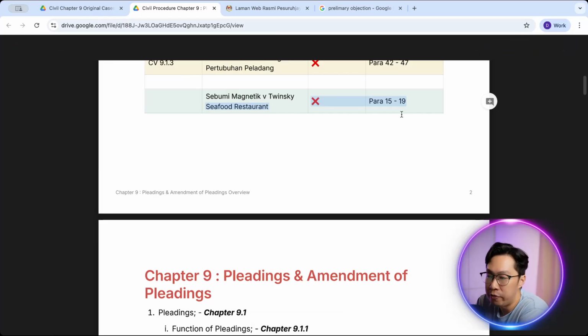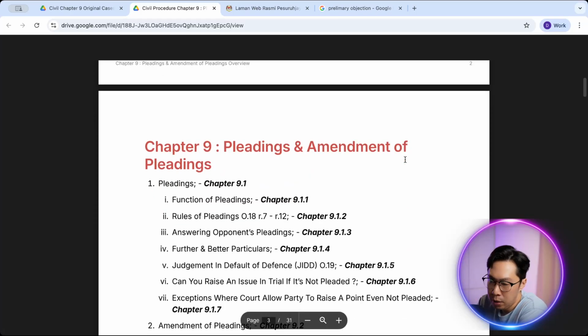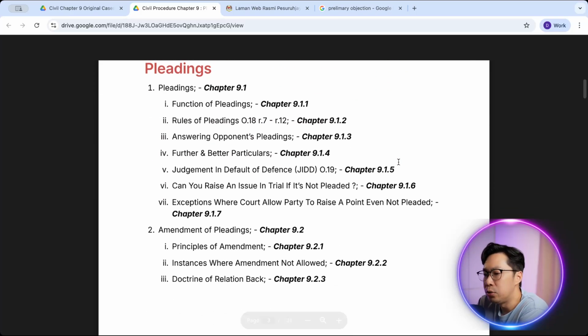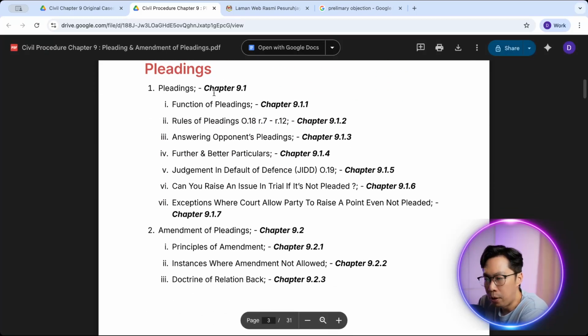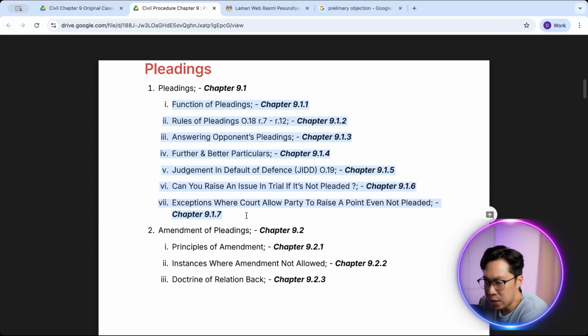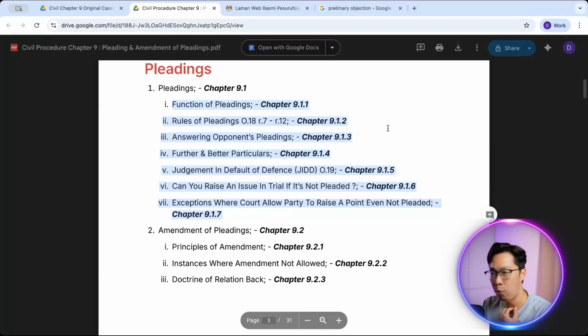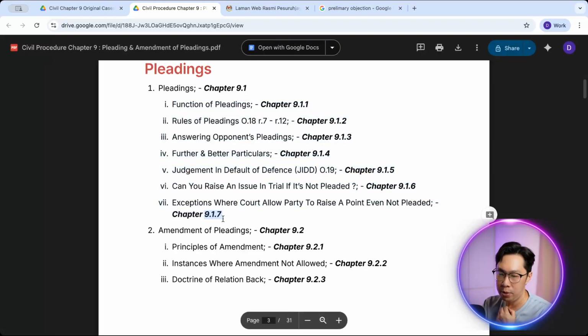Okay, para 15 to para 19. So in here I separate into two parts. Chapter 9.1 is pleading and chapter 9.2 is amendment of pleading. So as the word suggests, amend. In pleading, actually there are quite some other things, but these are some of the important things that you need to know: 1.1, 1.2, 1.3, 1.4, 1.5, 1.6, and 1.7.